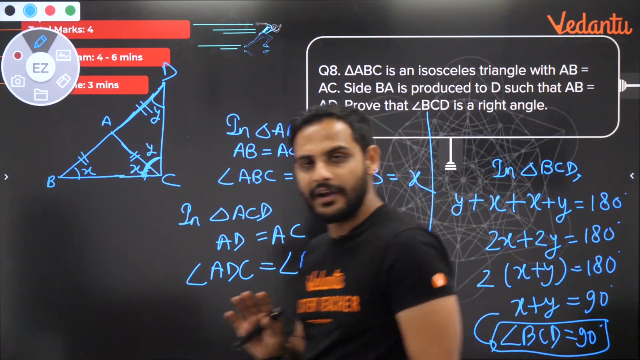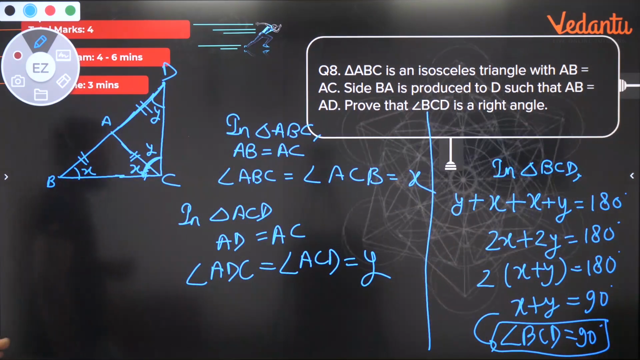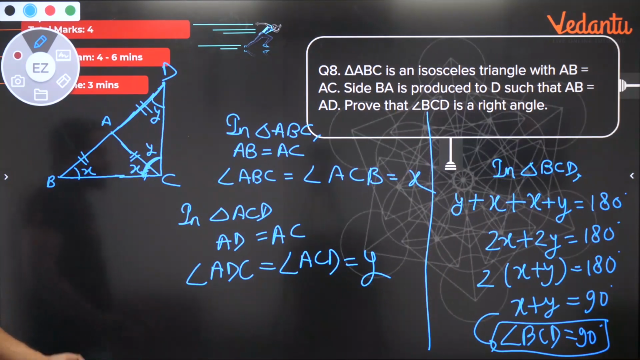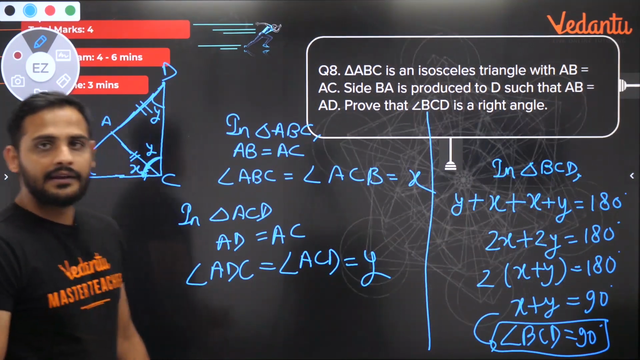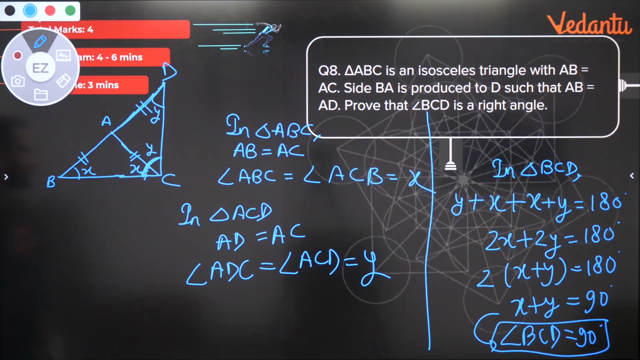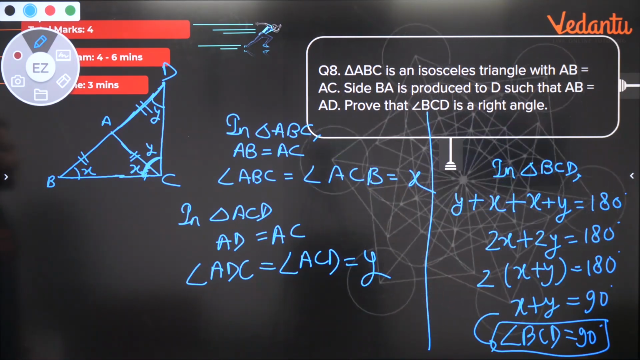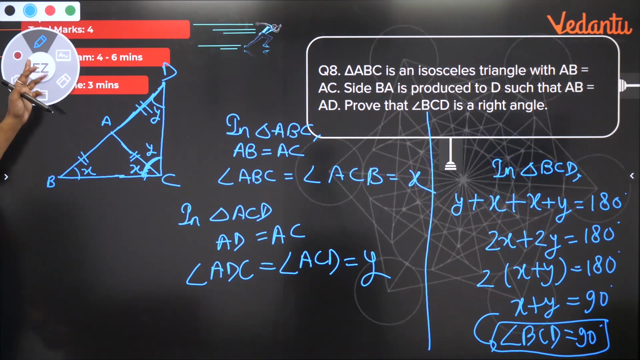Okay, easy, very easy na yaar. So this way bachcho, we can solve this part, very easy part. Here no need to get the value of x and y, just by the configuration we have got the answer that this angle BCD will be a right angle. Okay, so this is the easiest way to prove it.